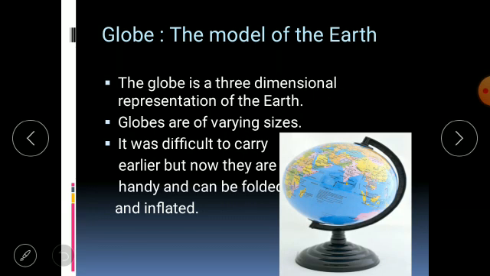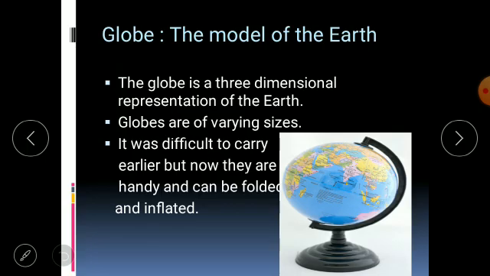Now, a globe is a useful representation of the earth. It is the model of the earth. The spherical shape of the earth is best represented by a globe, which is a three-dimensional model of the earth. Three-dimensional means it shows the whole earth.